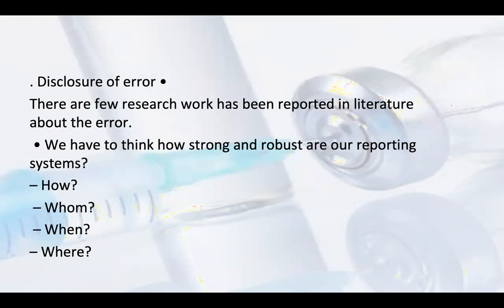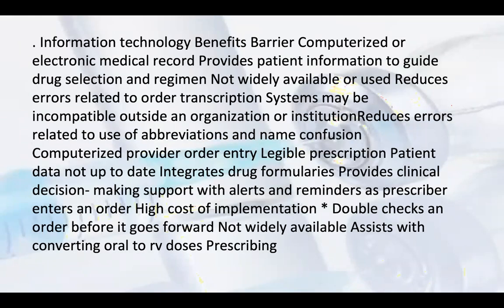Few research works have been reported in the literature about this error. We have to think how strong and robust our reporting system is: how, whom, when, and where. Information technology benefits and barriers: computerized or electronic medical records provide patient information to guide drug selection and regimen, but are not widely available or used. They reduce errors related to orders and transcription, but systems may be incompatible outside an organization or institute. They reduce errors related to use of abbreviations and name confusion.